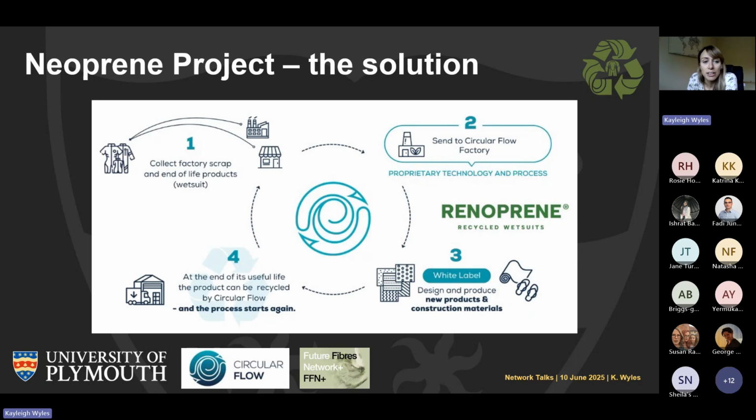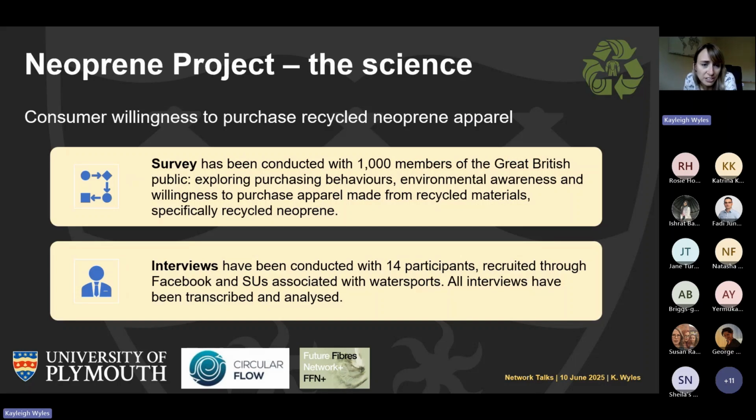But what we're doing is trying to understand, can we increase the scope of this? Can we build a factory in the UK? Is there going to be enough demand and interest in this? And that's where the science, or the social science, comes in, where we are looking at consumers. This one's very much focused on consumers' willingness to purchase materials that are made from recycled material, but specifically neoprene. And with this, we're taking two approaches.